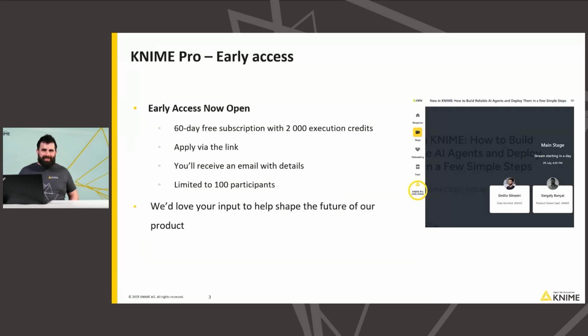And now the early access. If you're interested, if you liked it, if this is something that would work for you, I would invite every one of you to try it. What do you get if you sign up for the early access program? You actually get 60 days of free subscription of the KNIME Pro. You get 2,000 execution credits, which on our smallest executor is 2,000 minutes of workflow runtime. So hopefully enough to play around with it and figure out if this is something for you.